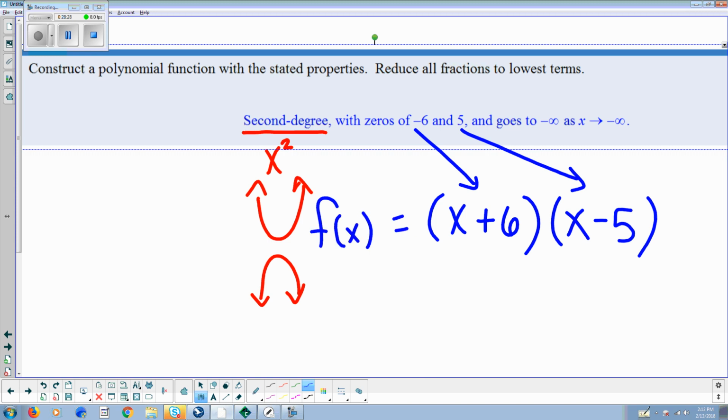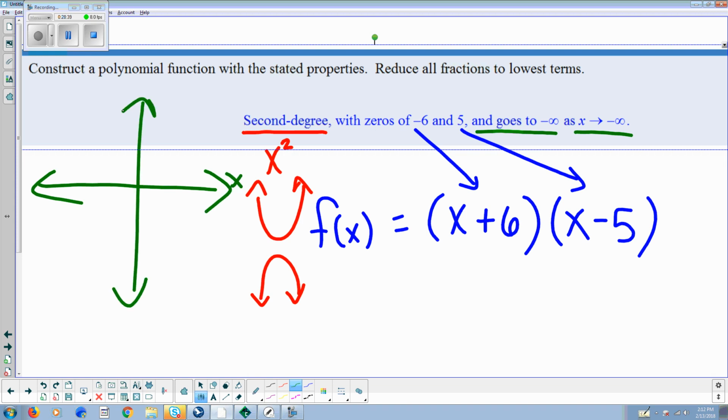And this is really the part we have to decipher. f of x goes to negative infinity as x approaches negative infinity. Well, x approaching negative infinity is moving this way. So as you move further left on the graph, it tells me it's going to go down to negative infinity. Since it's second degree, there's the general shape of this graph.